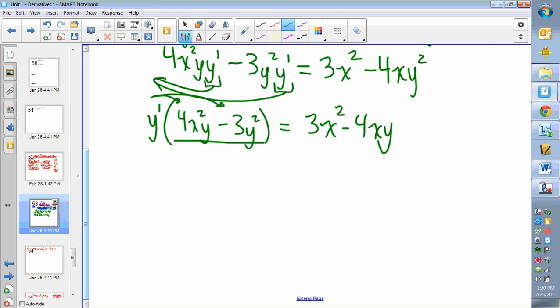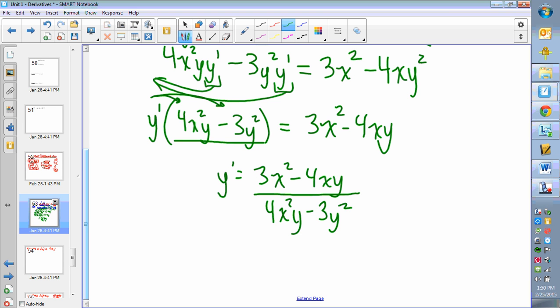And we're now ready to divide both sides by that term. So y prime is 3x squared minus 4xy over 4x squared y minus 3y squared.